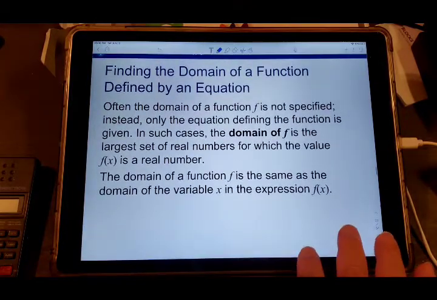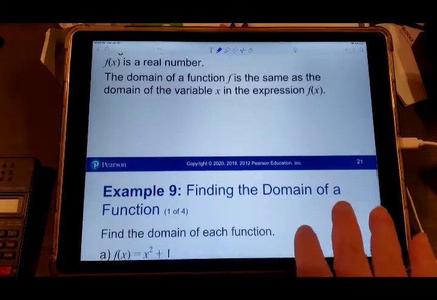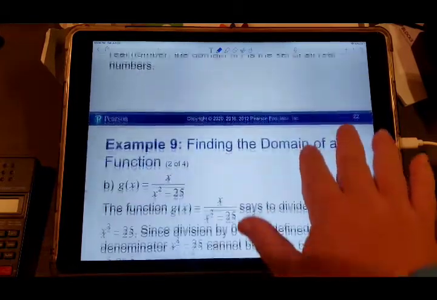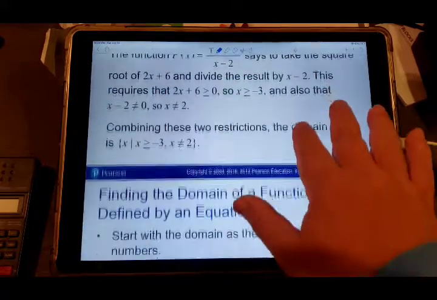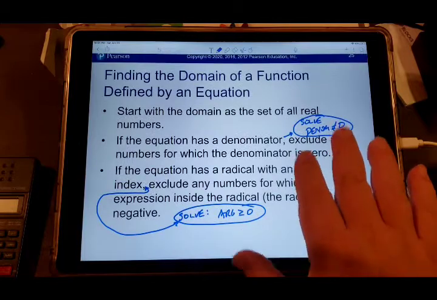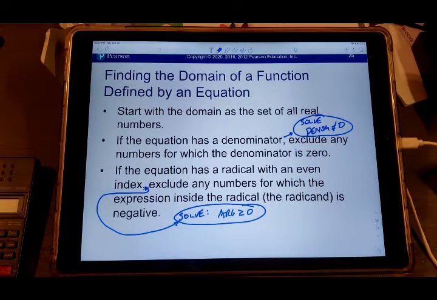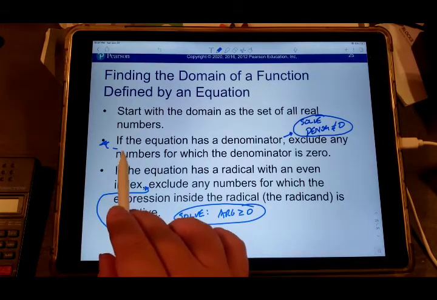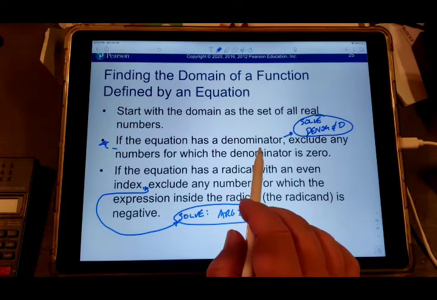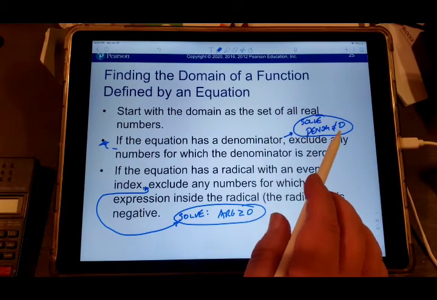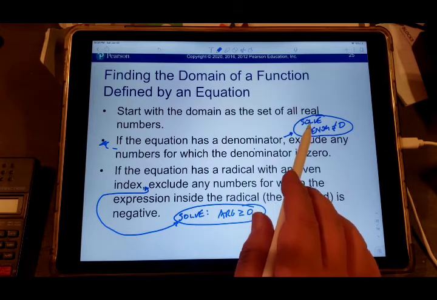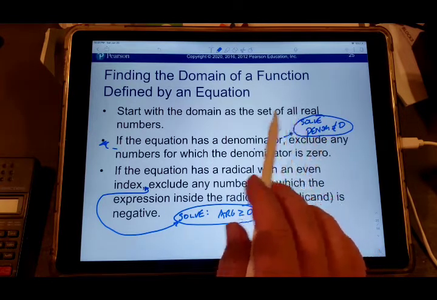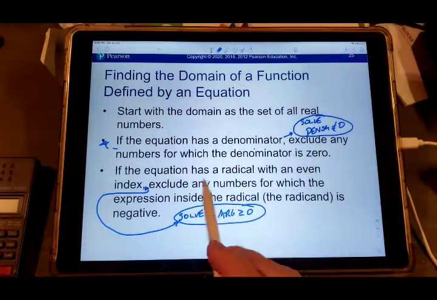I already talked about what the domain is. I'll go ahead and go through this list they gave us at the end. I'll scroll back to one or two of these, but here's the summary of the idea of finding the domain in the book. I'll start right here. If the equation has a denominator, solve denominator not equal to 0. So if the equation has a denominator, you just want to know when the denominator is not equal to 0, solve that, and that will tell you the points you exclude from the domain.